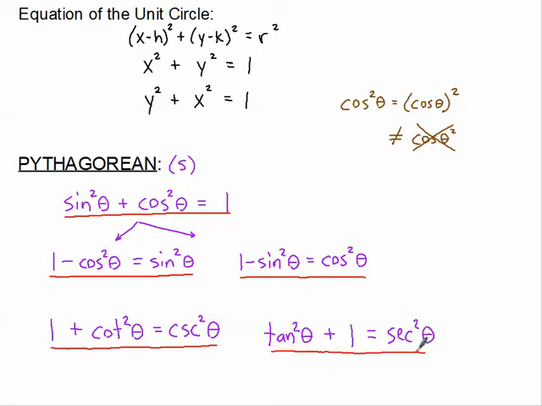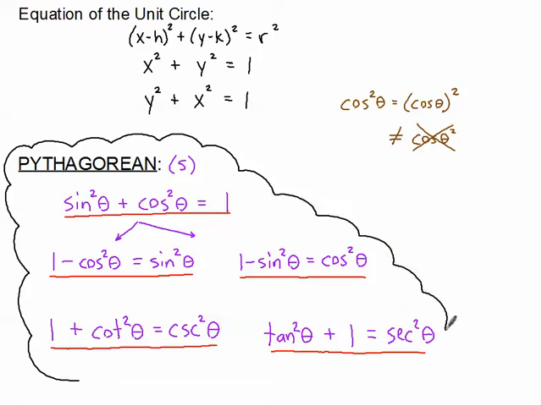This is our fifth Pythagorean identity. And this is all five of our Pythagorean identities. If I may say so, I believe the reciprocals you've probably already memorized. I'm pretty sure the quotients you've probably already memorized. So it's really these five that you need to start focusing on.